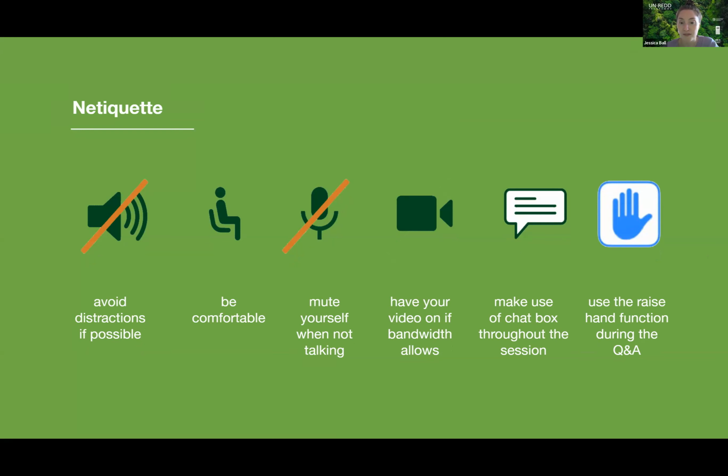If your bandwidth allows and you feel comfortable, we do encourage you to have your video on, but of course that's optional. As we've just demonstrated with the chat box, please do make use of that throughout the session with any questions, comments or reflections. And also when we're in the Q&A, you're welcome to use the raise hand function. And of course, we'll invite you to unmute yourself and contribute to the discussion.